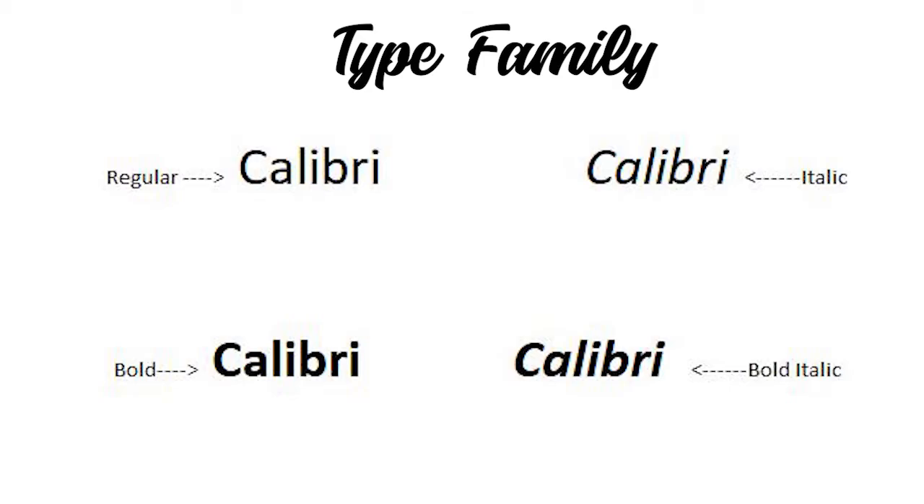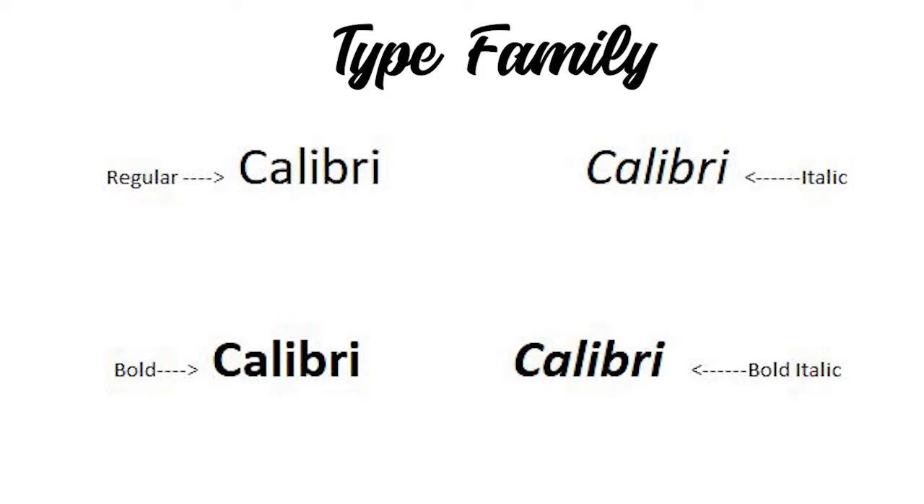And some type families might be bigger than others, but this is a simple type family. It usually just consists of the four. Underlining is not necessarily part of the type family. I believe that's just considered an emphasis, but that's up in the air.